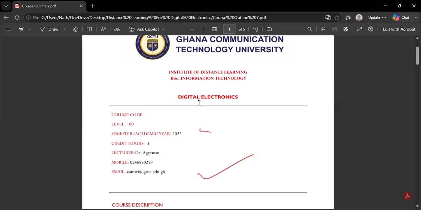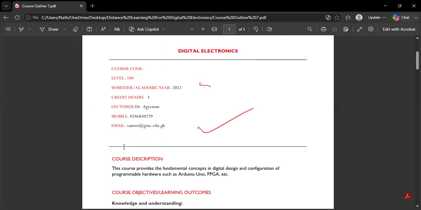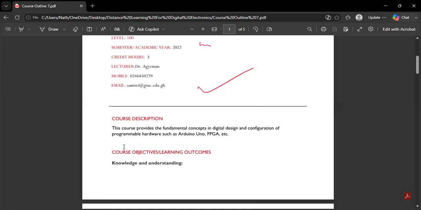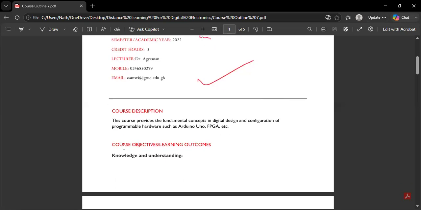Then you will see the main title, which is digital electronics. This course is a level 100 course. The academic year should be 2025, 2026, with 2 credit hours. The lecturer is Dr. Agyeman, and there is the mobile number and then the email. So if you have any question, any problem, any challenges in this course, you can email him or call through this number.